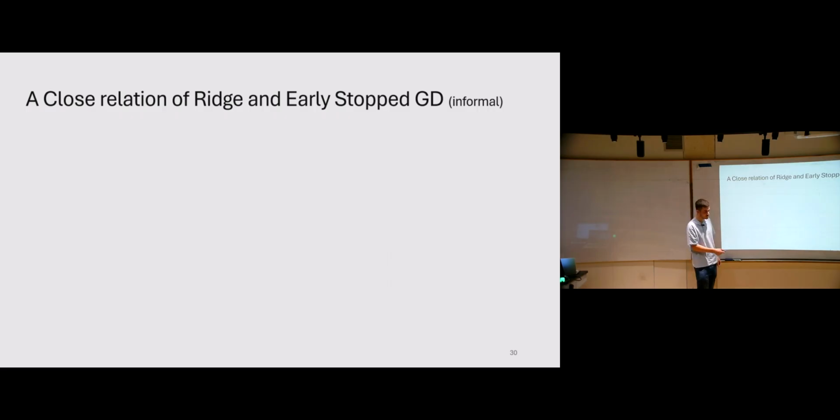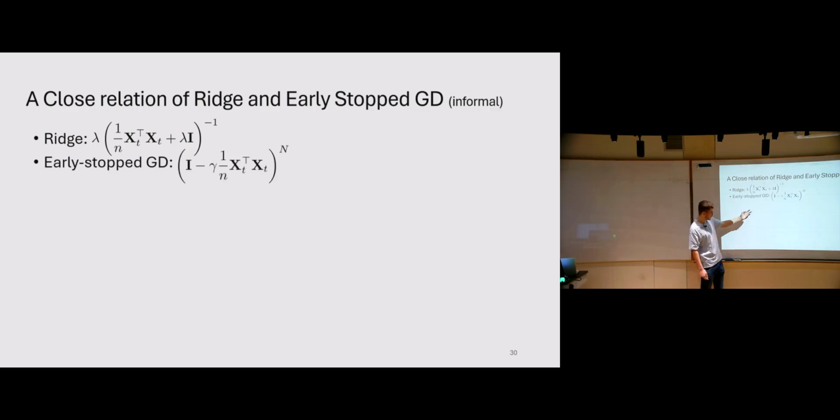So as promised before, we would like to speak about the close relation between the first scheme and the second one, which is the subgradient descent and the isotropic regularization. It will be very informal in this slide, and the next slide will be much more formal. It just gives you the intuition into how we need to choose the number of steps and the step size in order to match the ridge of the first scheme. In the first scheme you end up with a matrix of this form, and in early subgradient descent, you end up with a matrix of this form.